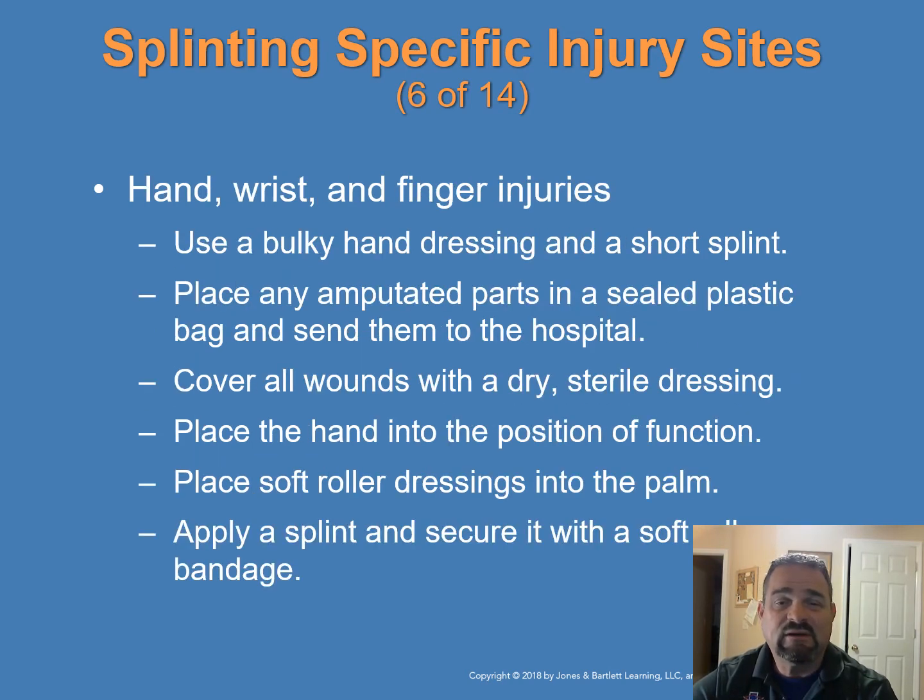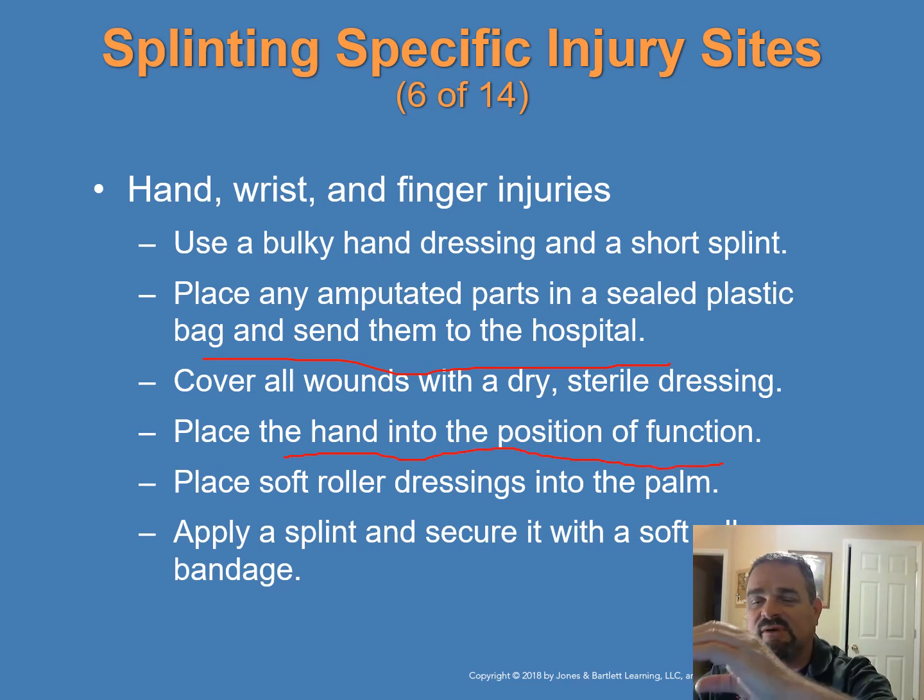Hand, wrist, and finger injuries, simple stuff. Using bulky hand dressings or a short splint works. If you have an amputated part, make sure you place those amputated parts in a sealed plastic bag and send them to the hospital with the patient. Cover all wounds with a dry, sterile dressing. Place the hand into the position of function.